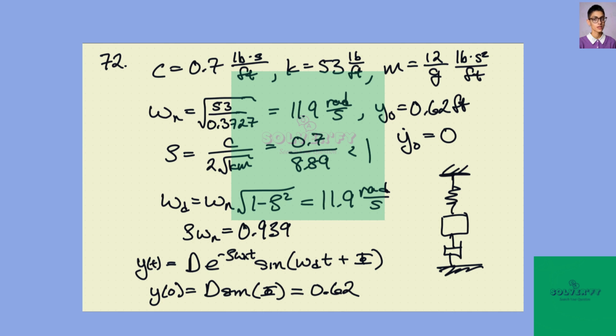Now, we can find the natural frequency. Take this divided by this, and I've divided by my g here. And we get that that's 11.9 radians per second.